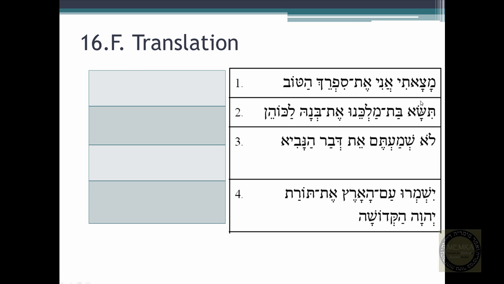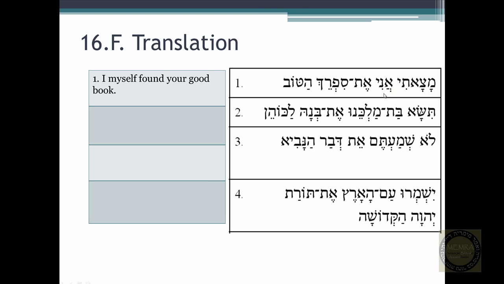Translation. Matzati ani et sifreik hatov. So number 1, our verb. Again, is there a prefix? No. So this is a perfect form. We know it's first person singular, and here we have a first person singular pronoun.